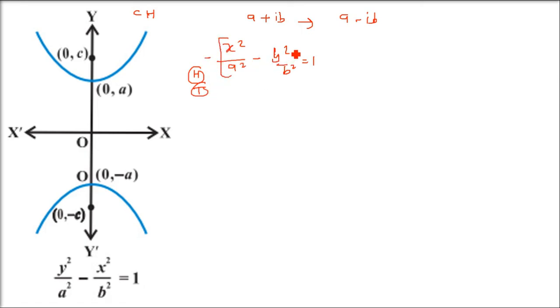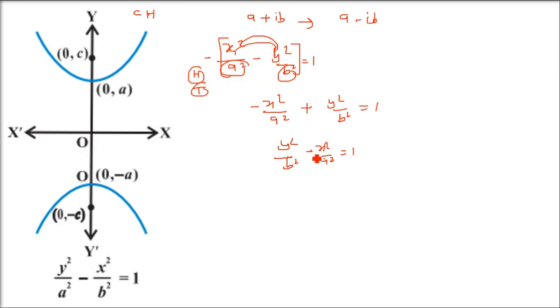Multiply it with a negative. So what do you get? Minus x squared by a squared plus y squared by b squared equals 1. Now just change the places: y squared by b squared minus x squared by a squared equals 1. And this is the equation of the conjugate hyperbola. So you have x squared by a squared minus y squared by b squared; you keep a squared and b squared where they are, just replace x squared and y squared, and you get the equation of the conjugate hyperbola.